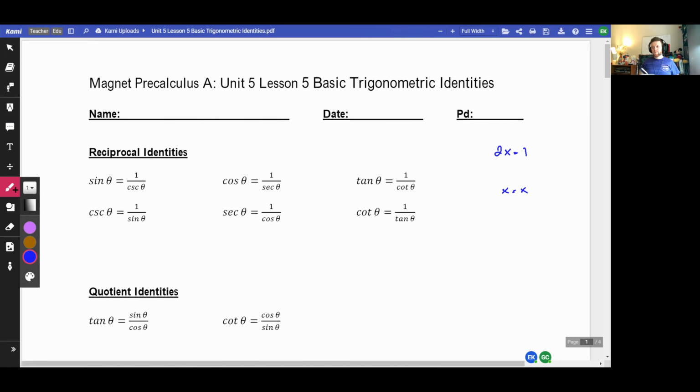We got some identities that we've already got in the pocket. We got the reciprocal identities. Sine and cosecant are reciprocals of each other. Cosecant and sine are reciprocals of each other.